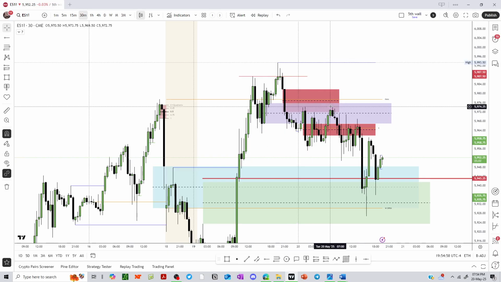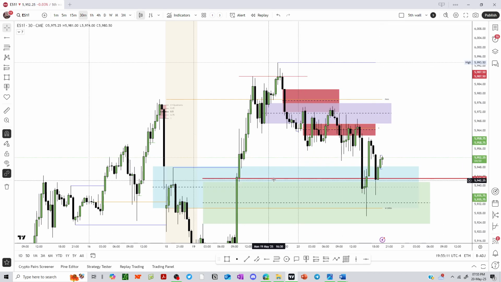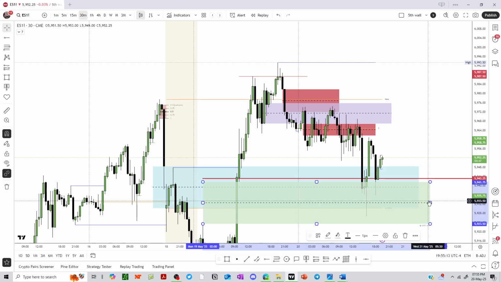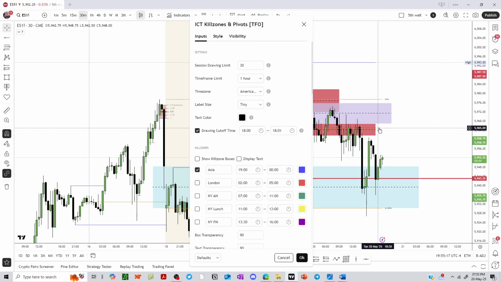Right, and here you have a run on stops, so that's taken care of. You have another run on stops, then you have a retracement. And then you have this gap here. All right, so I don't like all this noise here.